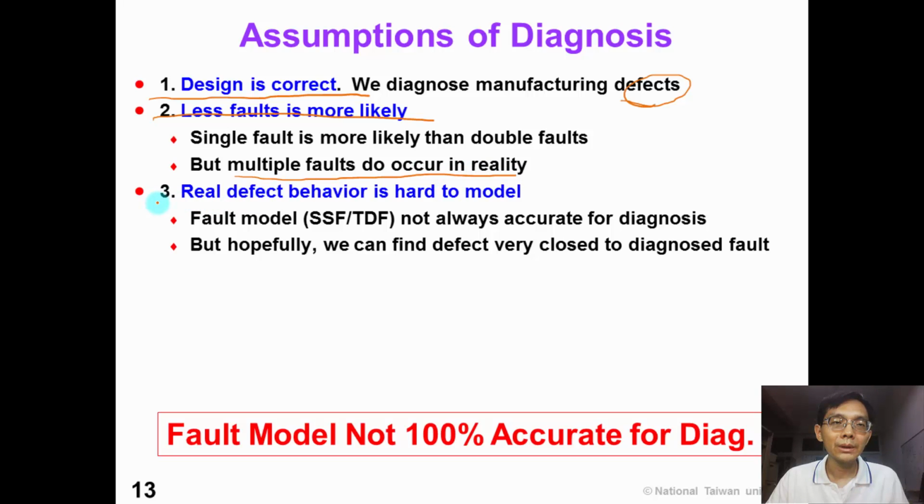The third assumption is that real defect behavior is hard to model. So far, we have introduced many fault models such as single stuck-at fault and transition delay fault. Please note that they are not accurate for diagnosis all the time. But hopefully, we can find a defect very close to our diagnosed fault. In summary, for diagnosis, we need to note that fault models are not 100% accurate.